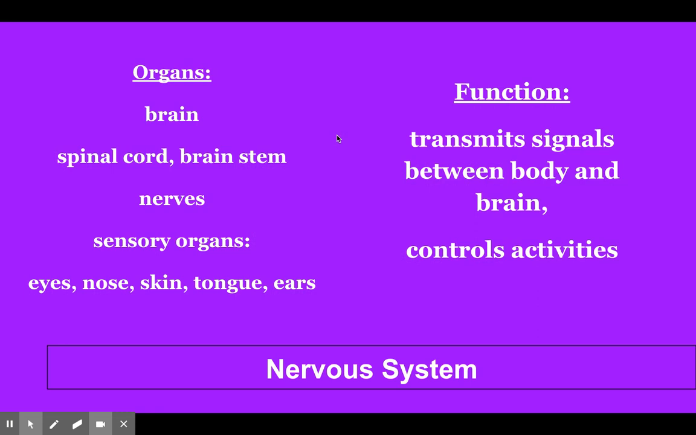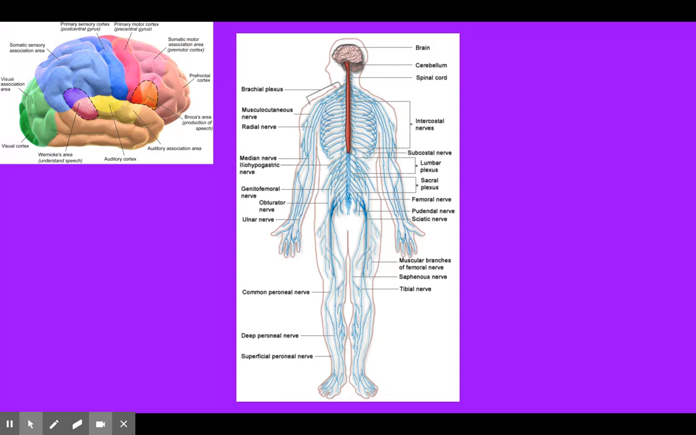The nervous system transmits signals between the body and the brain. This controls all of your activities. The main organs are the brain, the spinal cord, the brain stem, the nerves, and your sensory organs like your ears, your nose, your skin, your tongue, and your eyes also belong in the nervous system. They help you observe and taste and feel and smell.